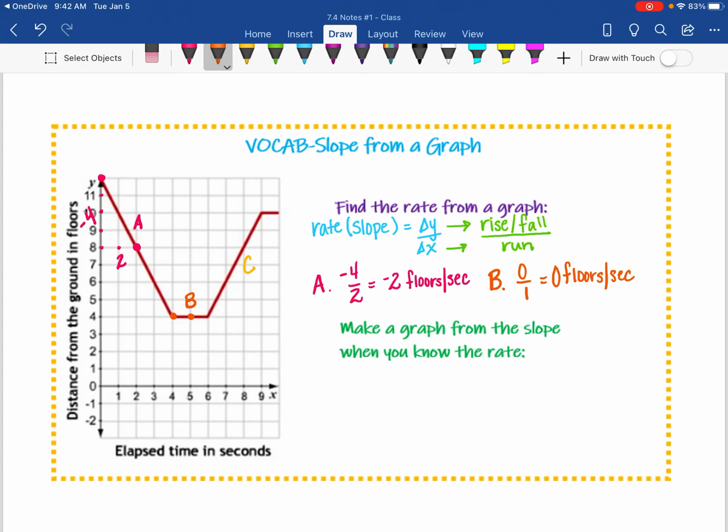And if we think about that, that makes sense, right? If an object is stopped, which we know a horizontal line means the object is stopped, then the rate would be 0, the slope would be 0, the speed would be 0, you're not moving. Okay, let's do C. I'm gonna pick this point and this point.